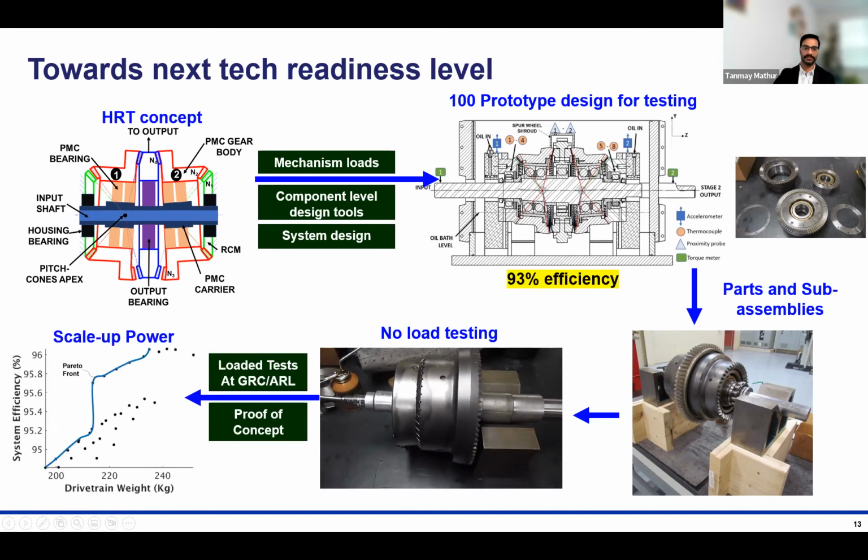The next step in the design, once all the tools have been validated using the 100 horsepower prototype, is to scale up this design for a higher power. This chart here shows the compromise between the efficiency and the drivetrain weight for the 300 horsepower level. And as you can see, it gets very close to the state-of-the-art drive systems in terms of efficiency and weight.